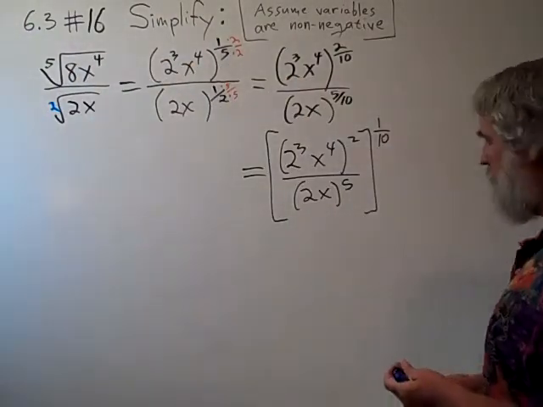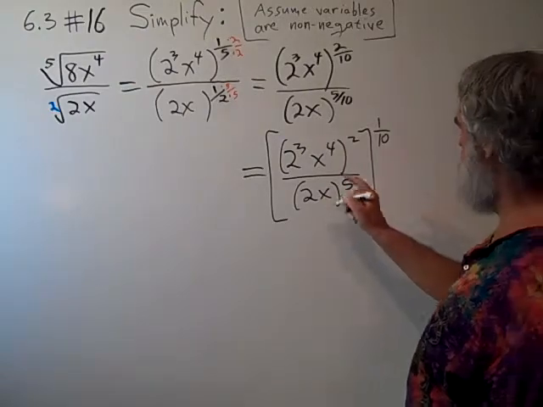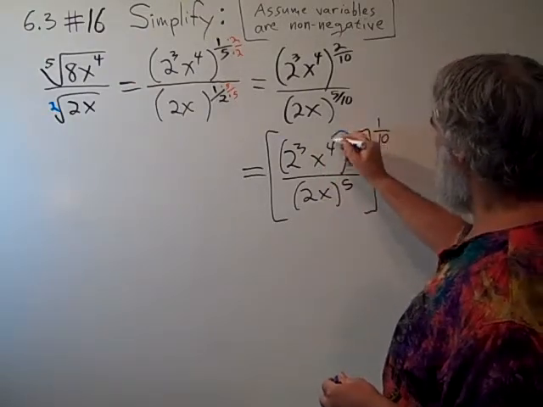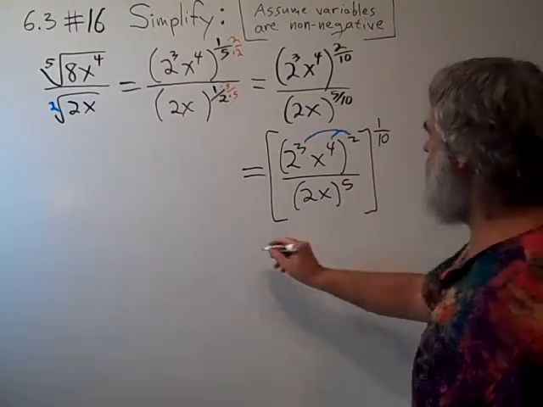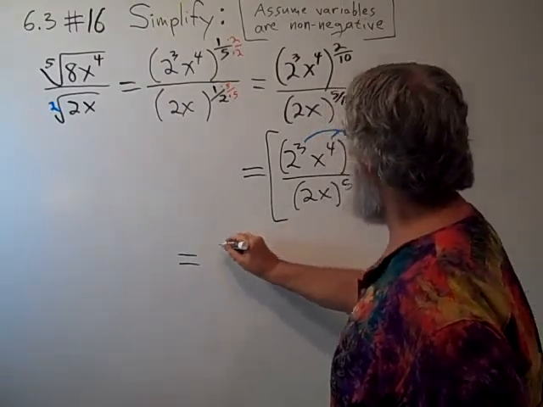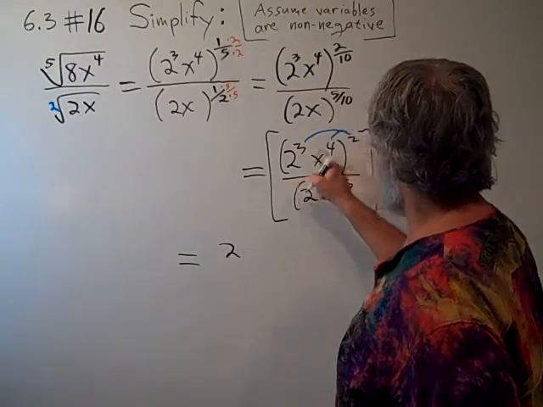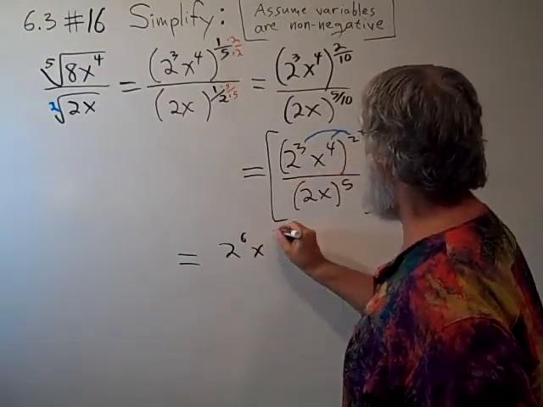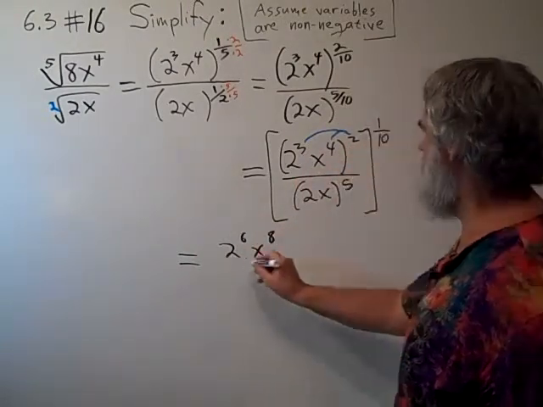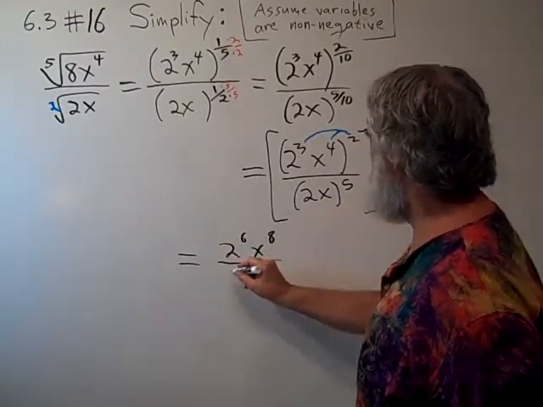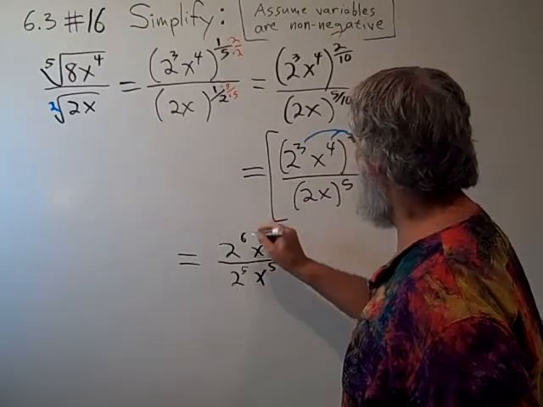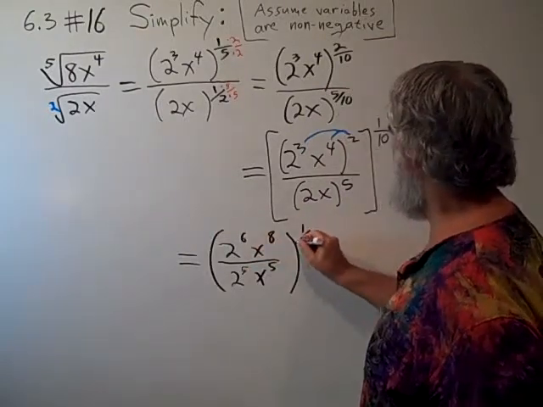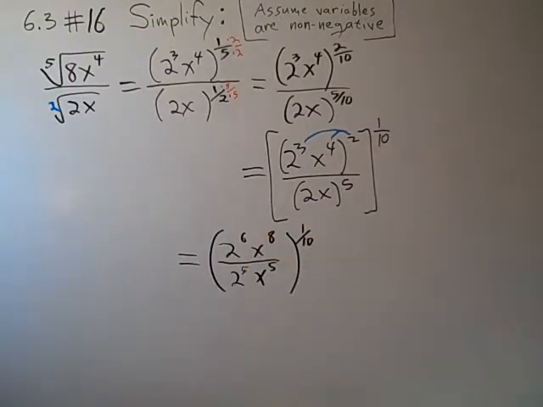So now we can distribute the exponent in the numerator, and this becomes 2 to the 3 times 2 is 6th power, x to the 8th power, 4 times 2 is 8, divided by 2 to the 5th power, x to the 5th power. All of that then raised to the 1/10 power.